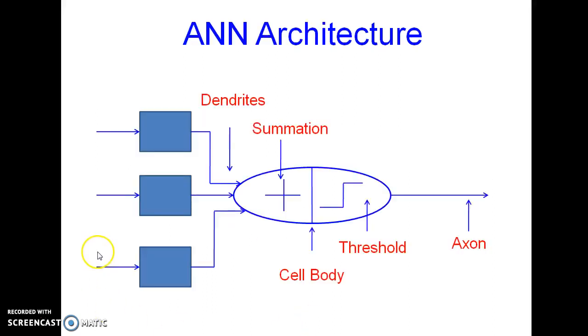Now if you see the ANN architecture, you will find dendrites, cell body and axon. Here the cell body has a threshold. This threshold is required during the firing of a neuron. A neuron only fires if its input signal exceeds a certain amount, called the threshold, in a short time period.